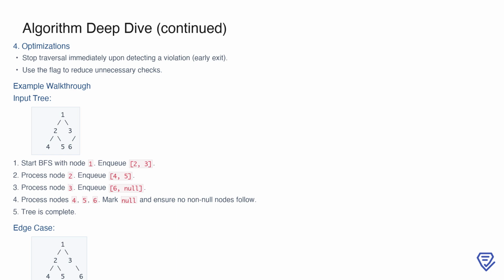Starting with BFS, we enqueue the root and process it, enqueuing nodes 2 and 3. Next, we process node 2, enqueuing its children 4 and 5. We then process node 3, enqueuing its child 6, followed by a null placeholder for its missing right child. Finally, we process nodes 4, 5, and 6, marking the null placeholder and confirming that no non-null nodes follow. Since no violations occur, the tree is complete.